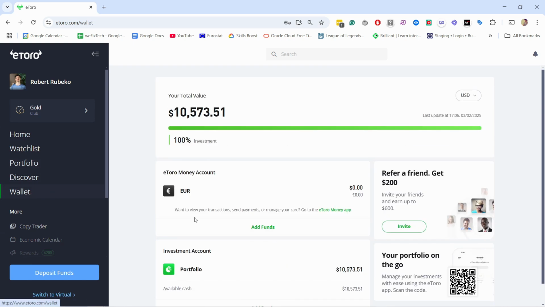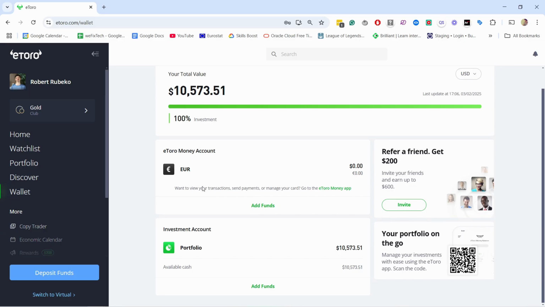So if I go in the wallet, you'll notice that I have the option to actually invest in euros, or if you're in the UK, you could also invest in pounds, or the default option is US dollar. So obviously, if that's what you prefer, just use dollar and it'll be easier that way. Historically, eToro has always been with dollars, but now they added this additional option to invest in euros or pounds.